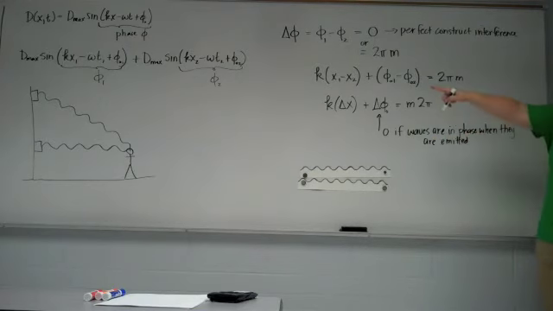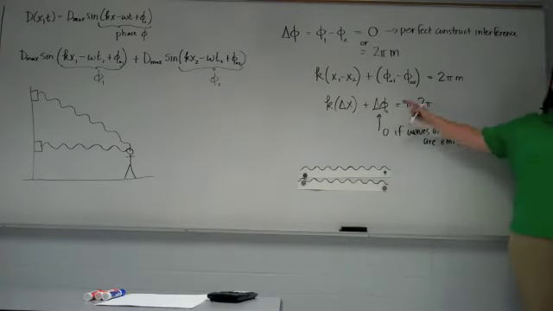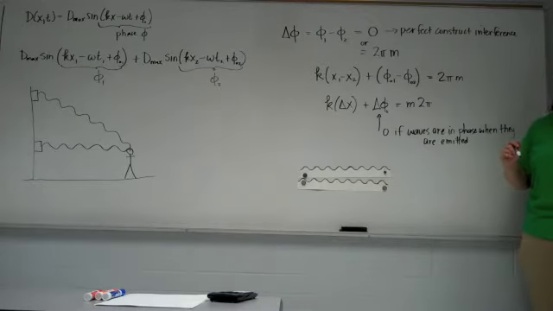For example, with this example of sound, if the two speakers are emitting identical waves, we're implying that they are emitting them in phase with each other. So delta phi naught would simply be 0 in a case like that.